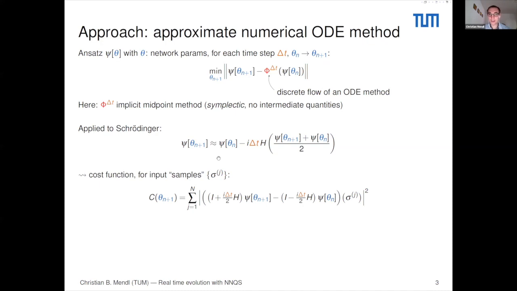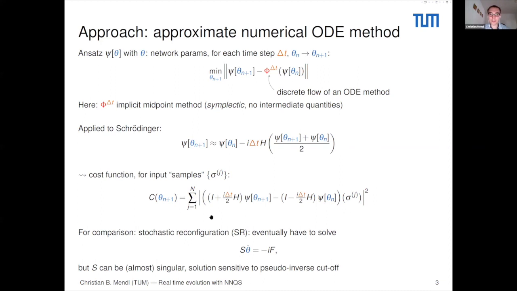Now, this leads directly to a cost function. One thought which goes into the definition of the cost function is that we don't want to actually invert this Hamiltonian matrix, so we reorder this expression as shown here. Since in practice, for larger systems, one cannot evaluate this at all possible spin configurations, we sample over input spin configurations and define the cost function accordingly.